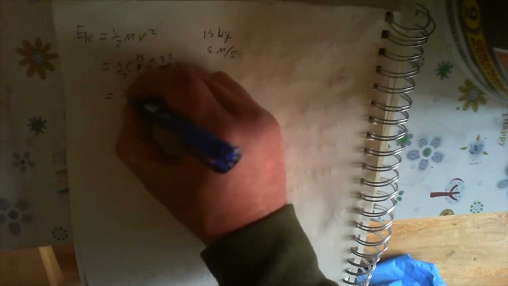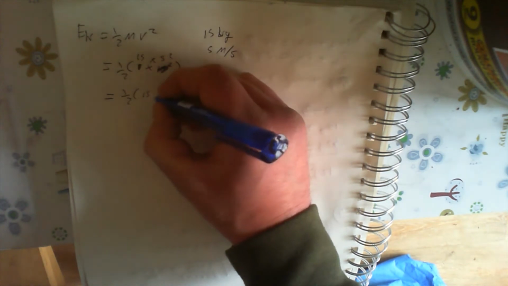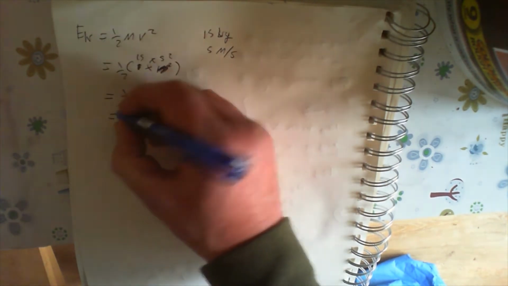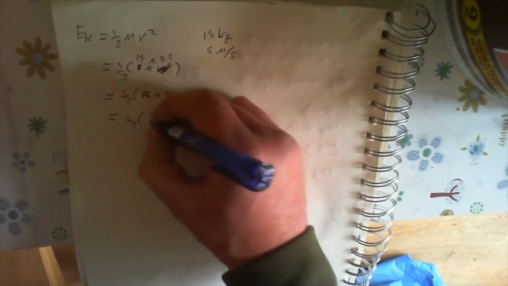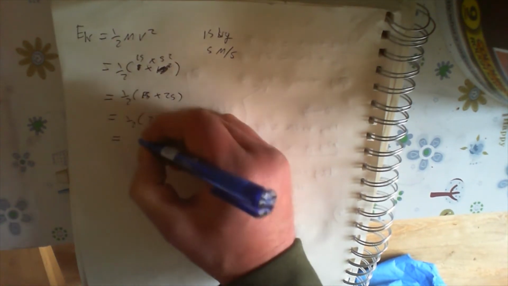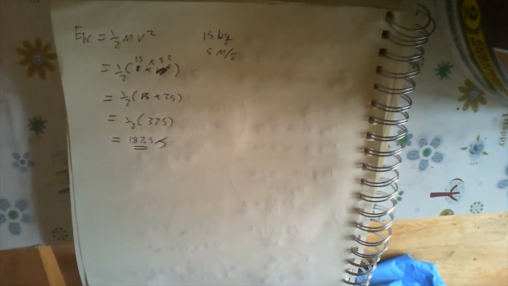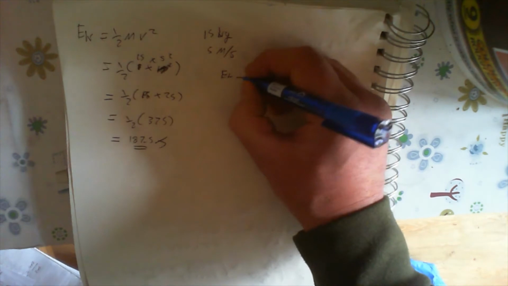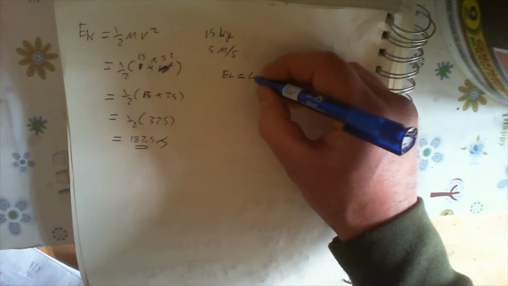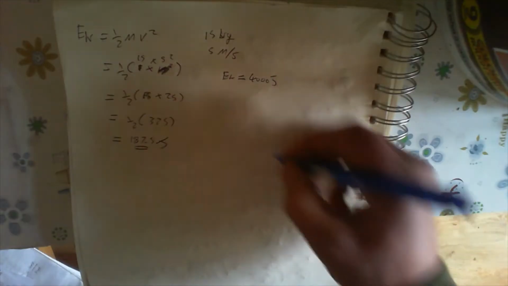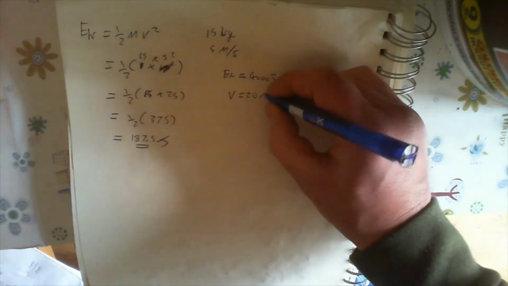Which is a half times 15 times 25, which equals a half times 375, which equals 187.5 joules. That would have. Now slightly more complicated, what if you were given the EK, say that was 4,000 joules, and the velocity was 20 meters per second.